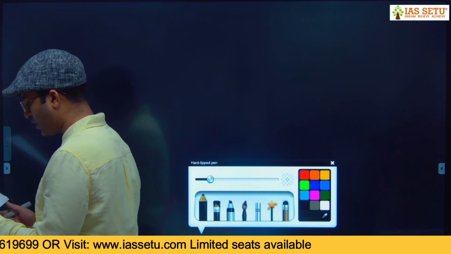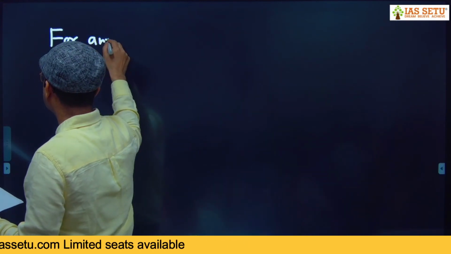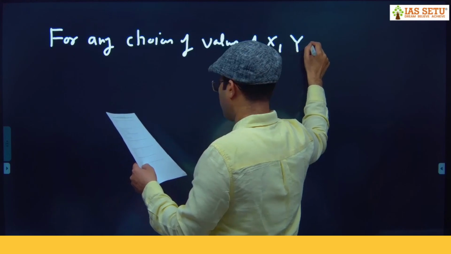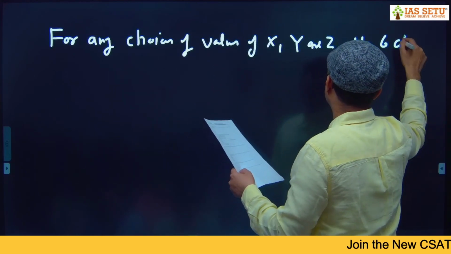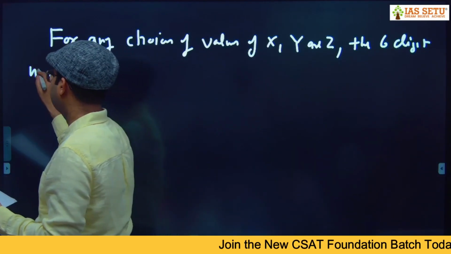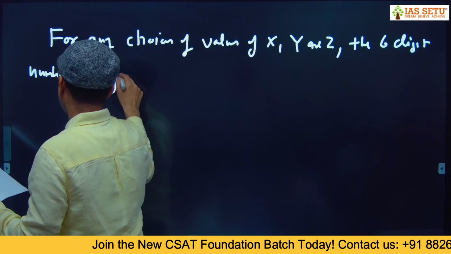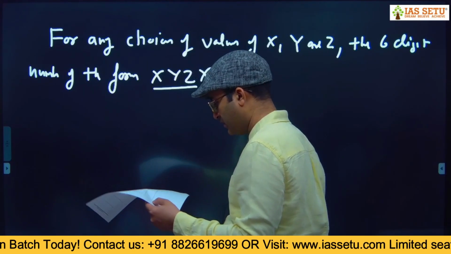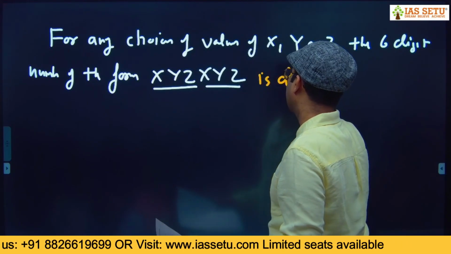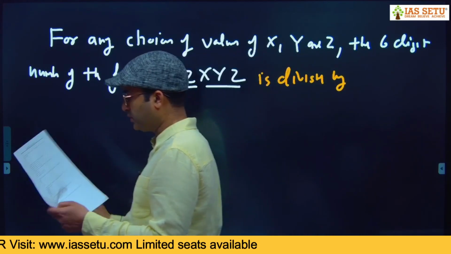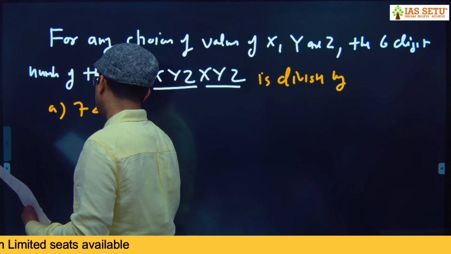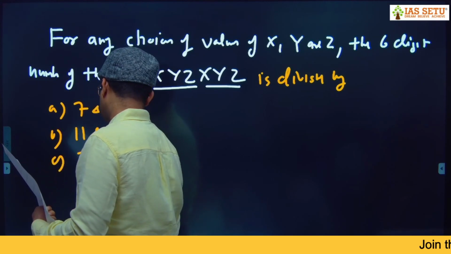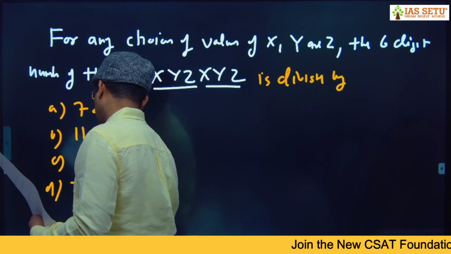Look, in 2023 a question was asked: for any choices of values of x, y and z, the 6-digit number of the form XYZXYZ is divisible by. You can take any value of x, y, z. Answer options: 7 and 11 only, 11 and 13 only, 7 and 13 only, option D: 7, 11 and 13.